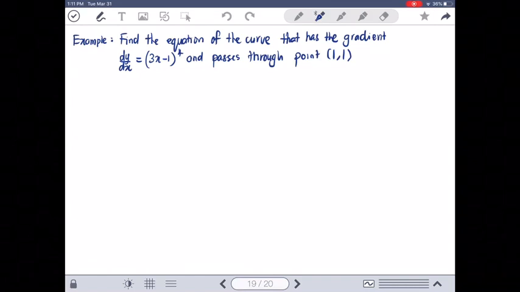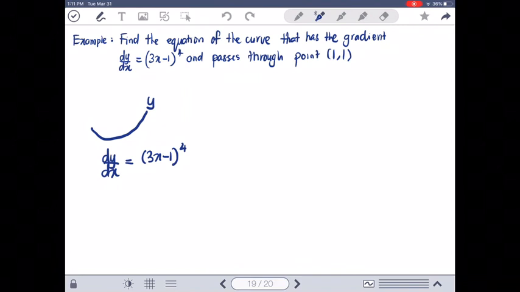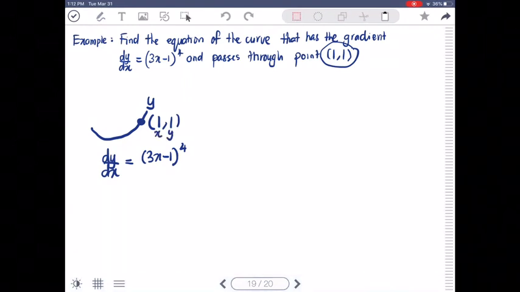For this example, find the equation of the curve that has the gradient of (3x minus 1) to the power of 4 and passes through the point (1, 1). It means that we have a curve, it could be anything, and the gradient function of this curve is equal to (3x minus 1) to the power of 4. And there's a point that sits on the curve with coordinate (1, 1), which means that when x equals 1, y equals 1.